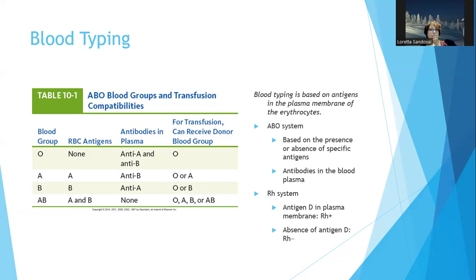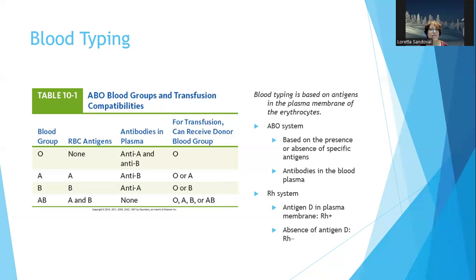Blood typing is based on antigens in the plasma membrane of erythrocytes. So if you're type O blood, you have no antigens, and you have antibodies against A and B. You can only receive a transfusion from another O. Luckily, lots of people have O's, so don't worry if you're type O.